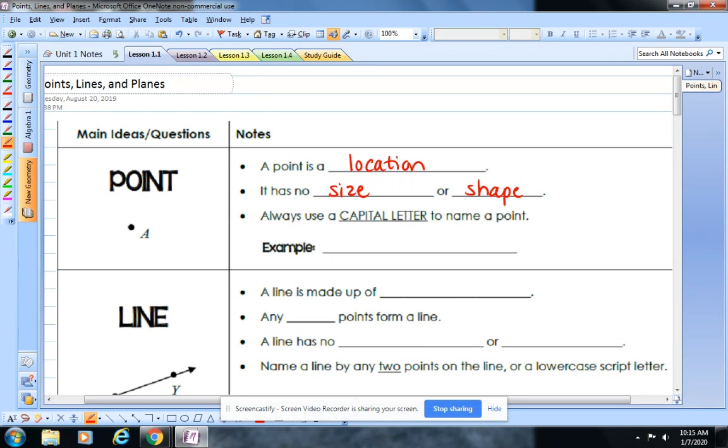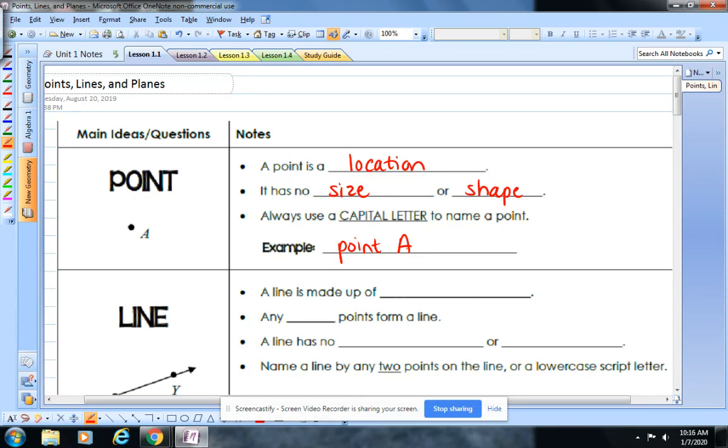So the way we show a point is just a dot and a capital letter. You always use a capital letter to talk about a point. So if you see a dot and a capital letter, the letter is the name. So this is going to be point A. Okay, so it can be point C, point D, whatever other letter, but you always use a capital letter for a point. So that one, dot A, is point A. Okay?